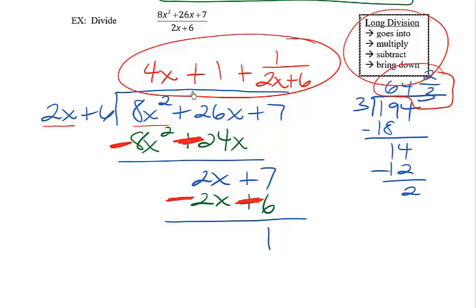You say, how in the world do we interpret this? All we're saying is this. If you were to multiply, remember multiplication is the reverse of division, right? So if you were to multiply this 2x plus 6 by this 4x plus 1, you would almost get 8x squared plus 26x plus 7. You'd be just 1 off, is what the remainder is trying to communicate.